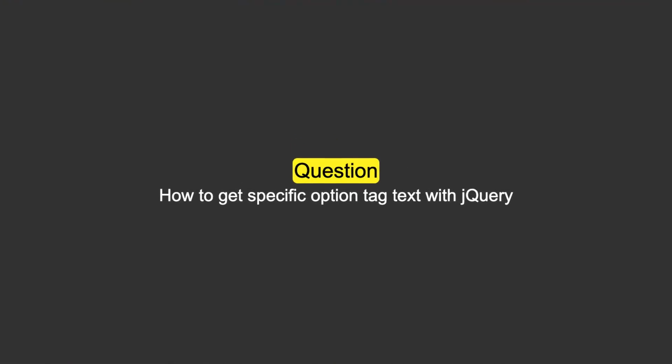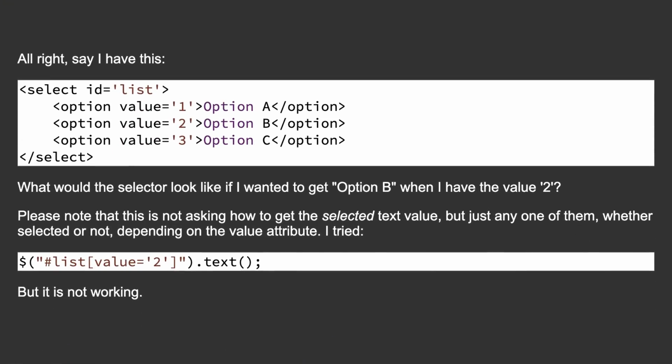How to get specific option tag text with jQuery. Alright, say I have this. What would the selector look like if I wanted to get option B when I have the value 2? Please note that this is not asking how to get the selected text value, but just any one of them, whether selected or not, depending on the value attribute. I tried, but it is not working.